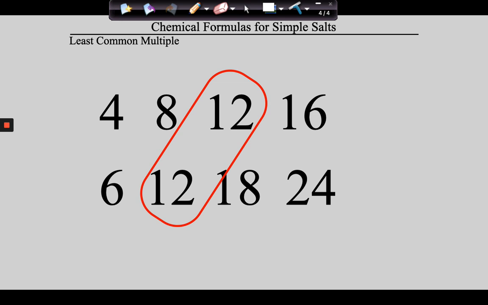So, guys, the question becomes this. Let me show you where we're going. Why do we care about the least common multiple? Well, guys, check this out. Imagine that we have an element, a metal, that has a charge of plus 4.